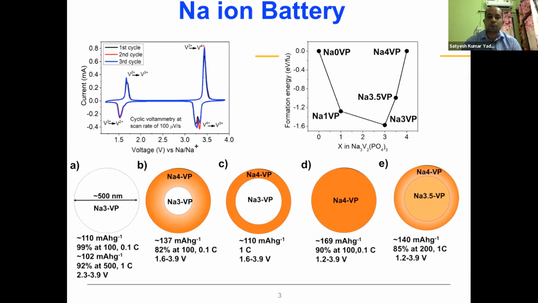This you cannot really obtain from any other experimental technique, simply because even if you try doing TEM, you just can't take out Na4VP in atmosphere. It would just fall apart. So that becomes almost impossible to characterize them.